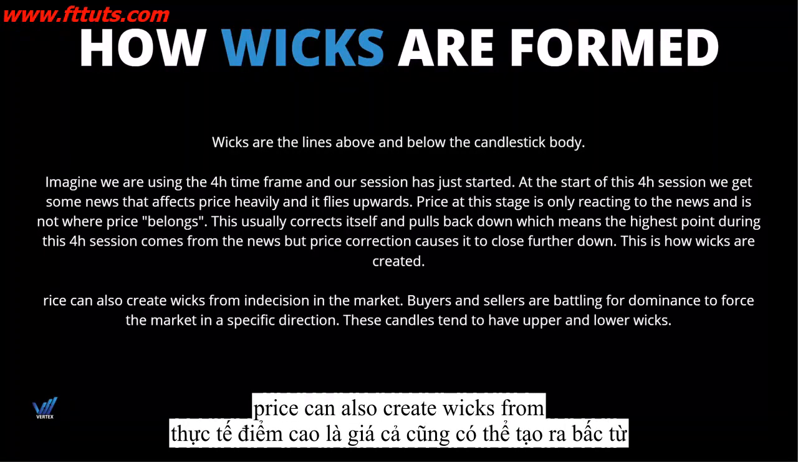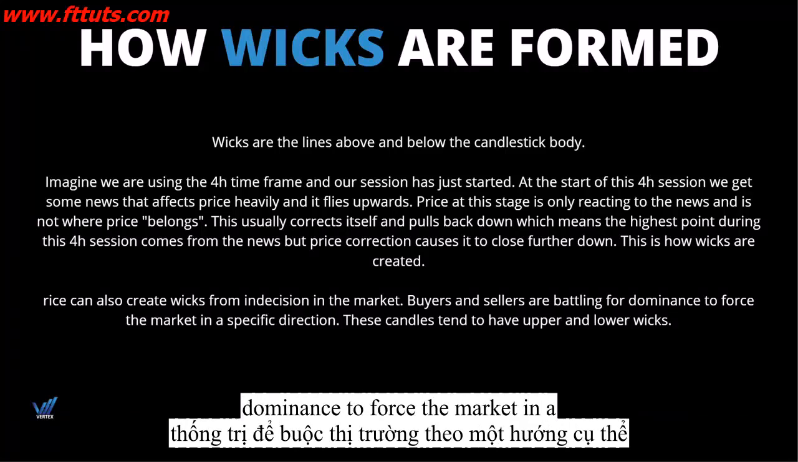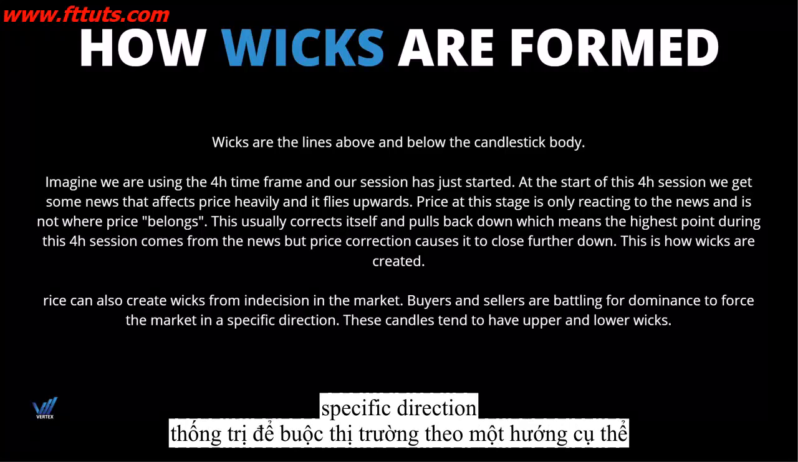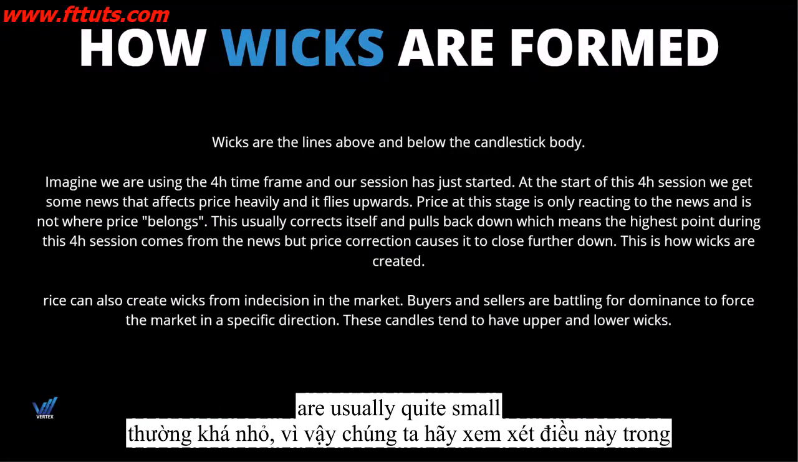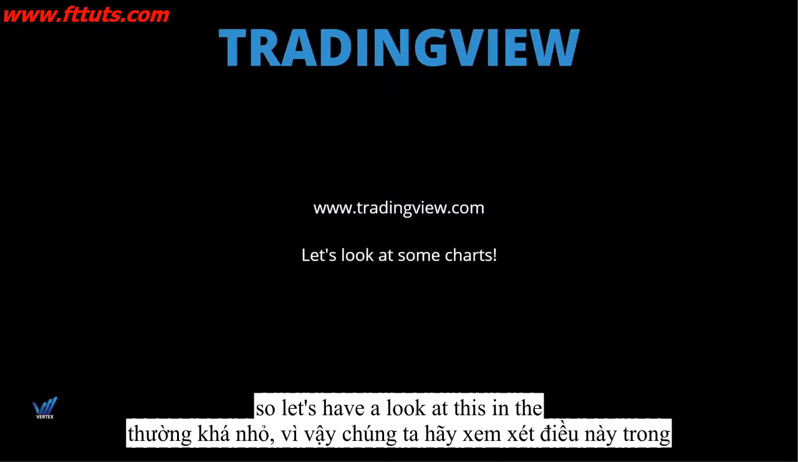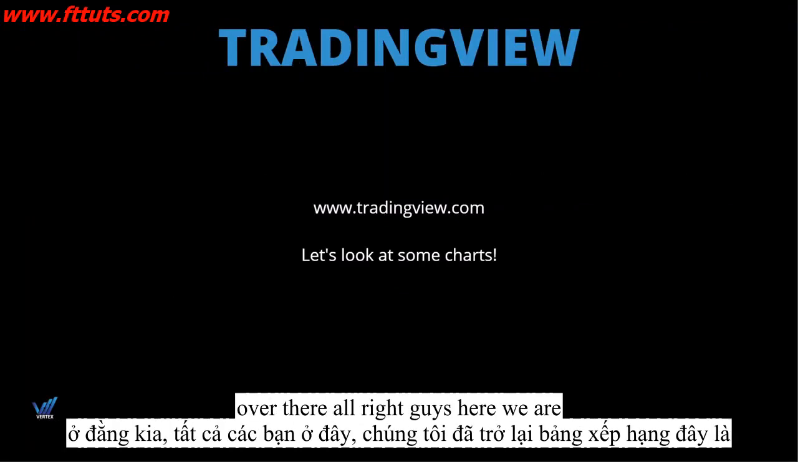Price can also create wicks from indecision in the market, buyers and sellers battling for dominance to force the market in a specific direction. These candles tend to have upper and lower wicks, and the candlestick bodies are usually quite small. So let's have a look at this in the charts. Head over to tradingview.com, make a free account, and I'll see you over there.